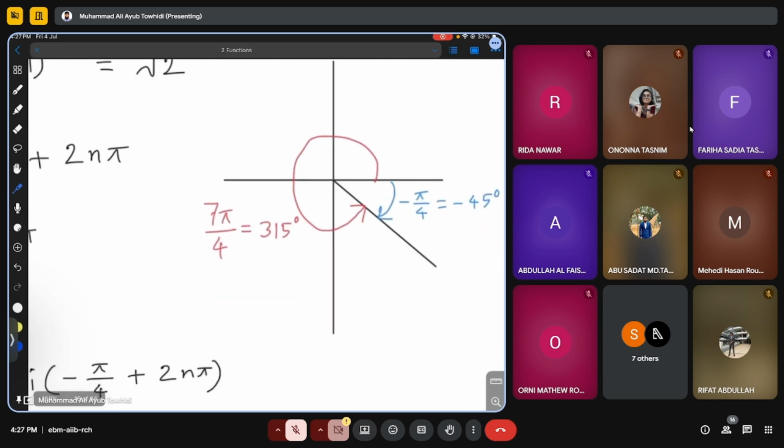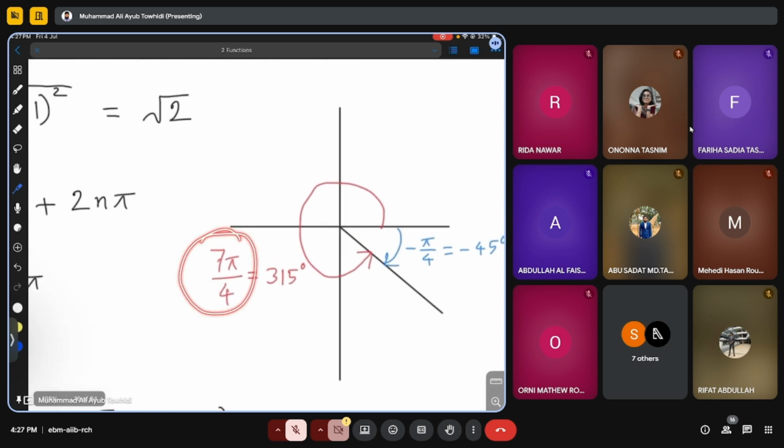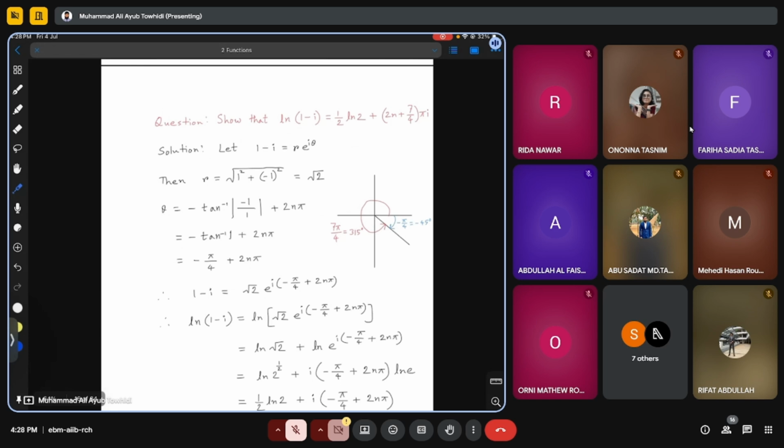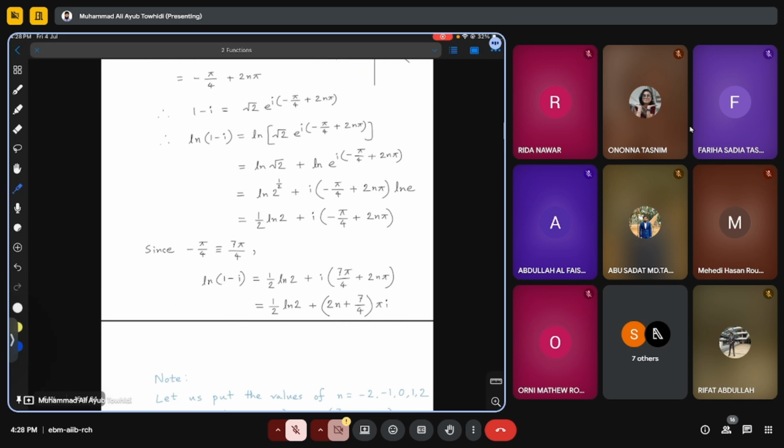Let me show you something. Minus pi by 4 and plus 7 pi by 4, they are the same angle. Is this concept clear to everyone? Yes, sir. Minus pi by 4 and 7 pi by 4, or minus 45 degrees and 315 degrees. Do you have any question on this? If all of you are okay with this, then this problem should be very easy to solve. So do it as homework.